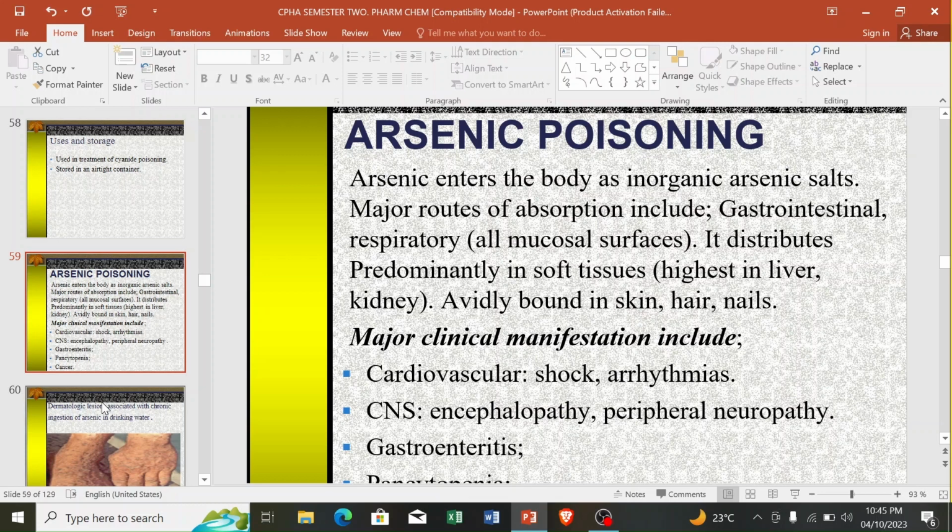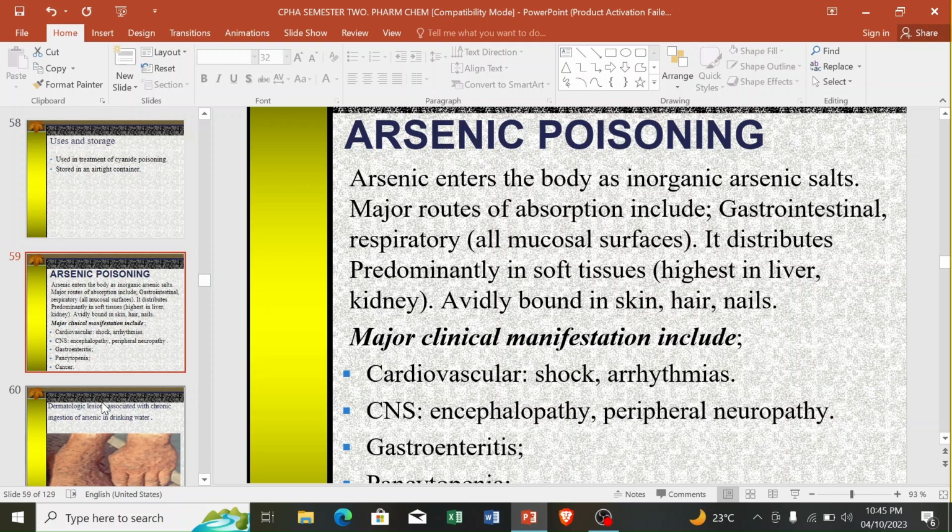So you should know how to write its chemical symbol. Apart from writing its chemical symbol, you should also know how to write its electronic configuration and know what atomic number it is.